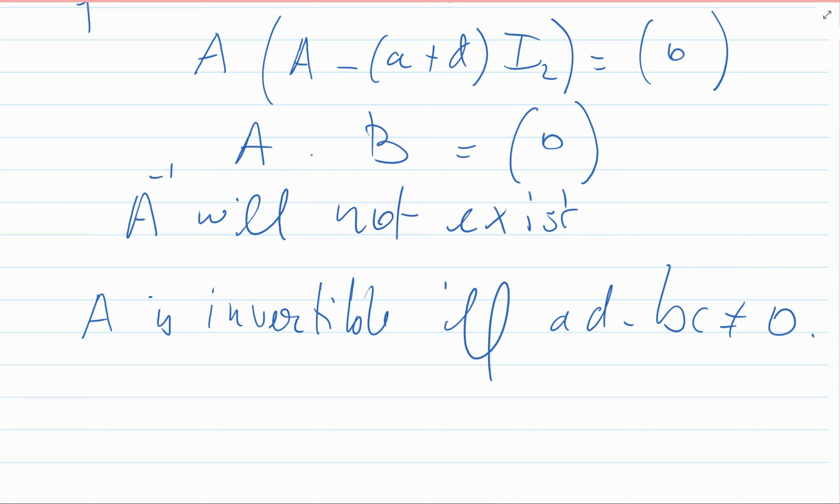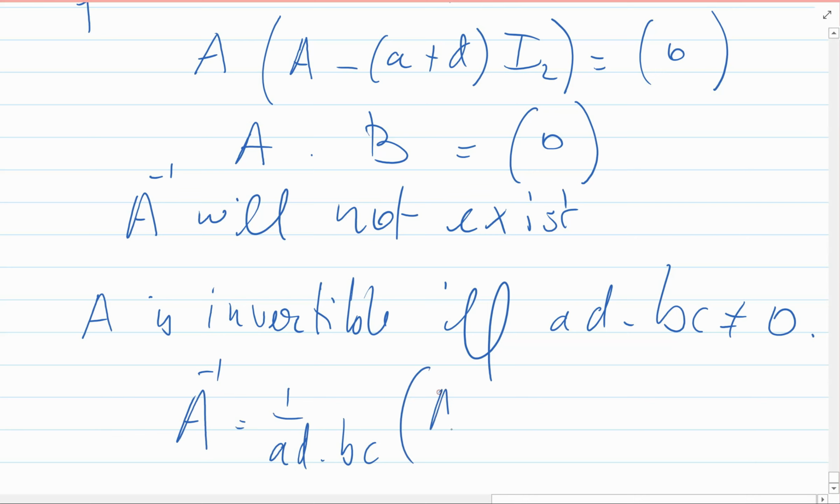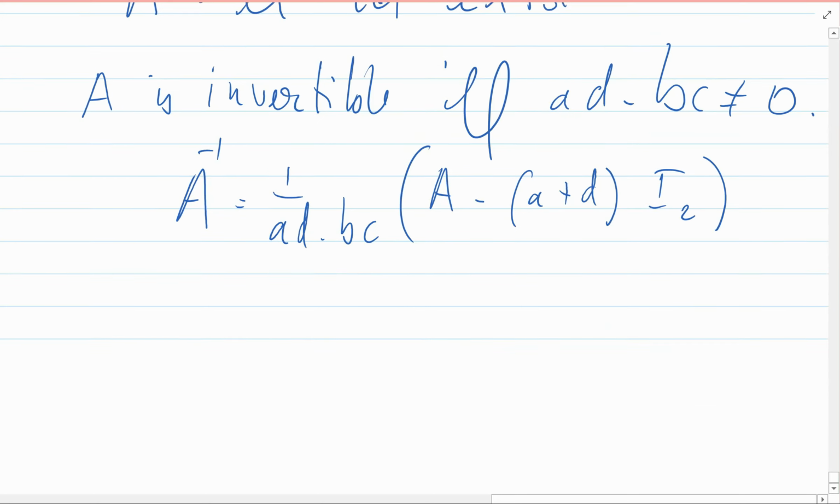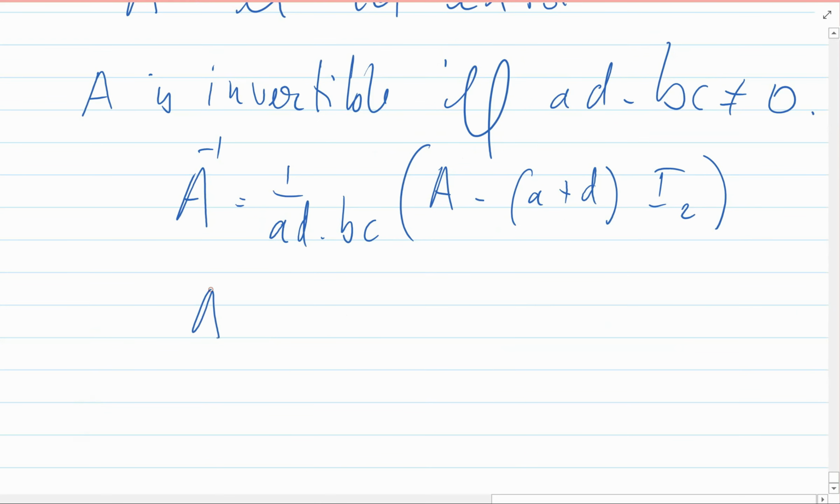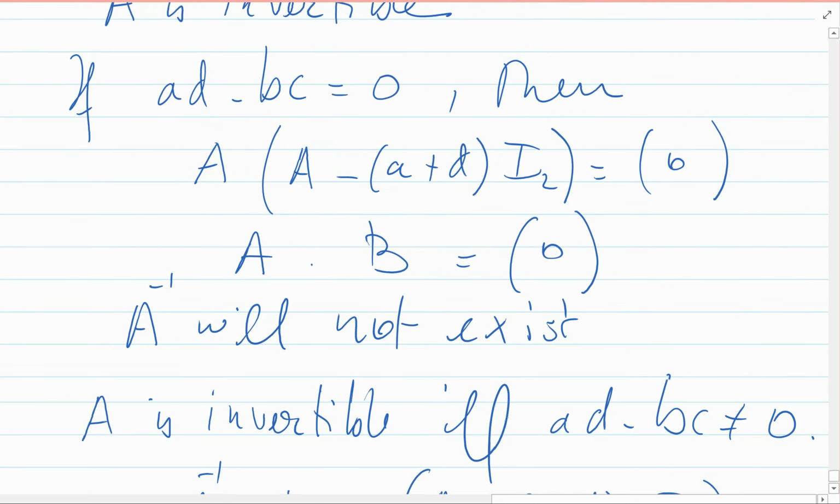So what did we find? We found that in this case, A inverse was 1 over (ad minus bc) times (A minus (a plus d) times I2). And we can do the calculation, and we will find that A inverse equals 1 over ad minus bc.